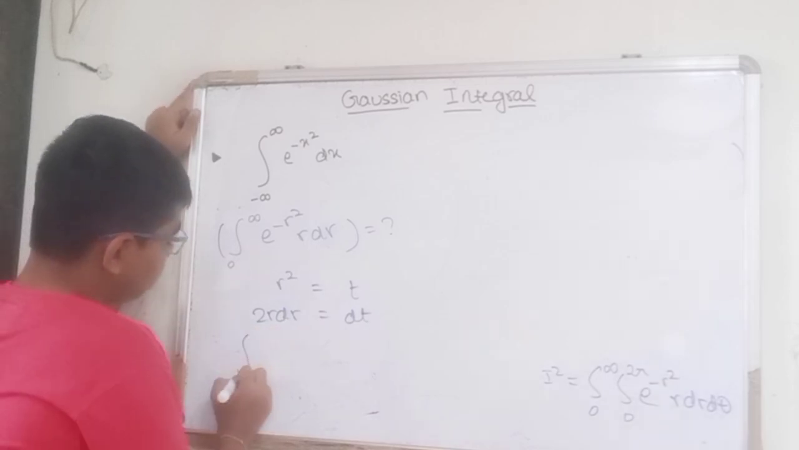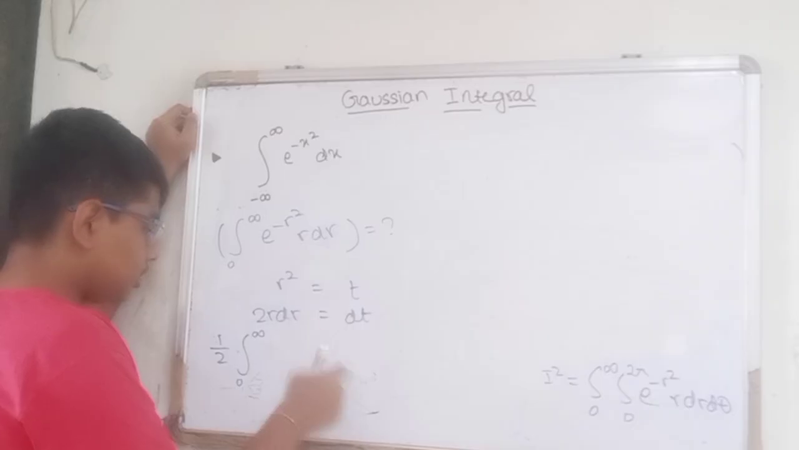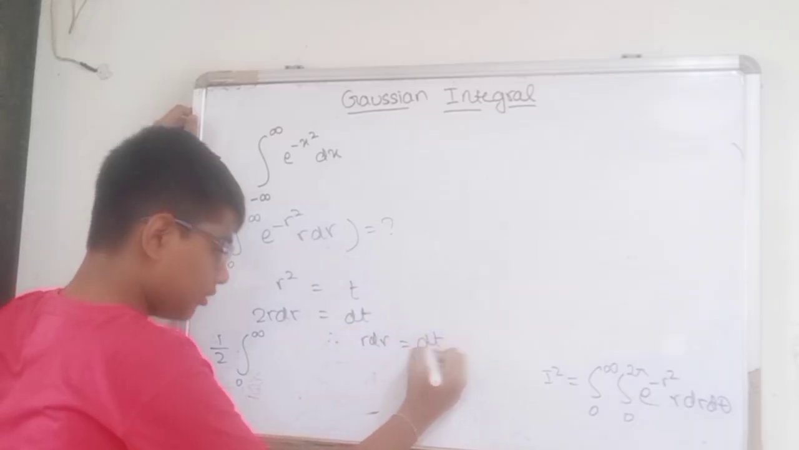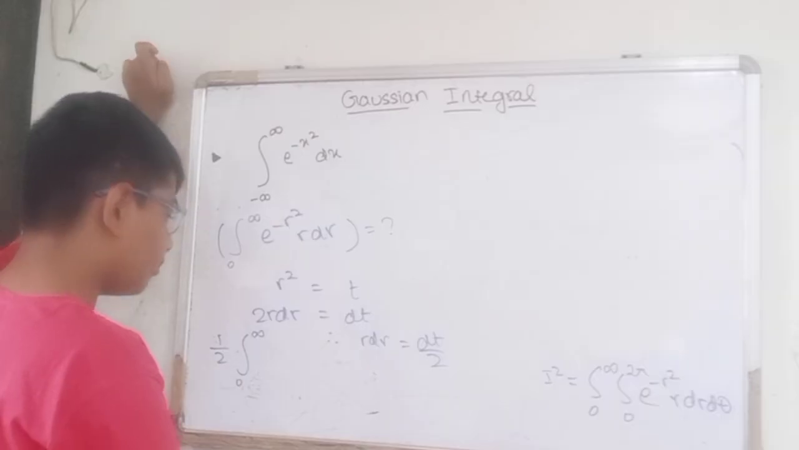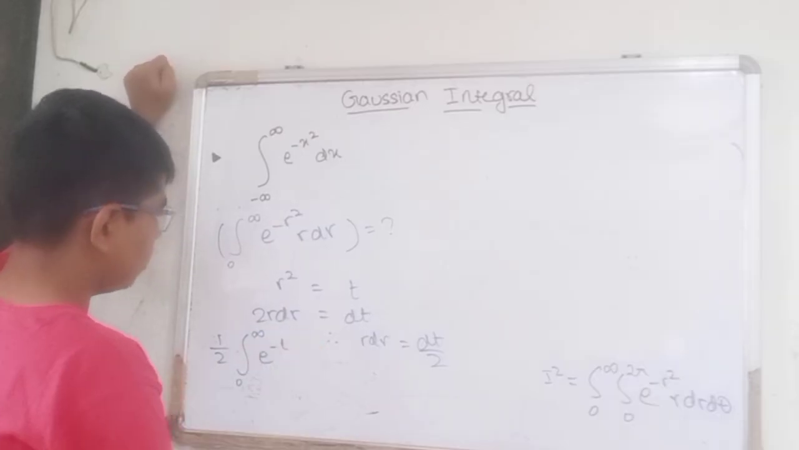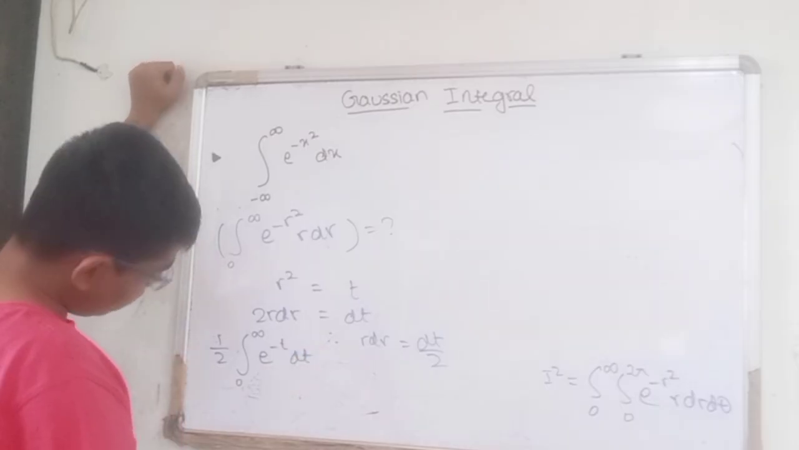We get 0 to infinity. This half goes here. Therefore, r dr, which we have here, is dt by 2. This goes outside. This is all basic stuff. Then we have e to the power minus t, r dr is dt. Now we use integration.